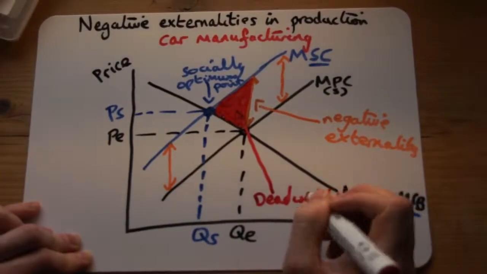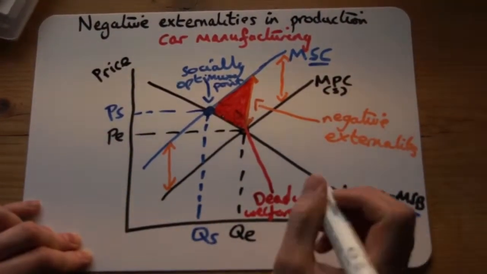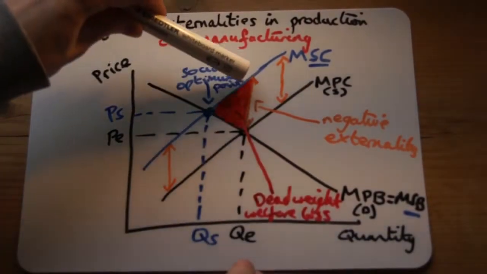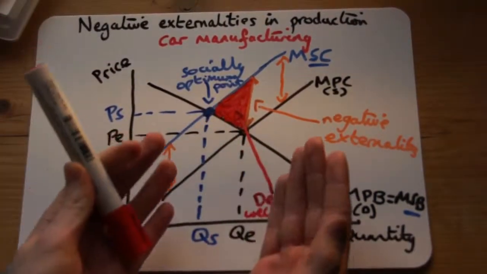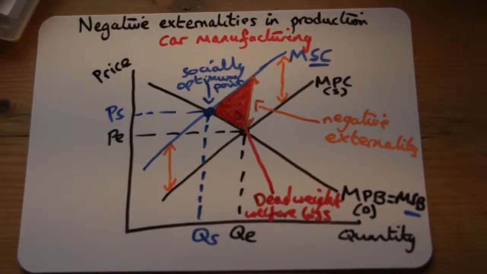welfare loss. So at the free market point we are getting a triangle of welfare loss here, because we should be producing much less cars because of the negative externalities of car production.